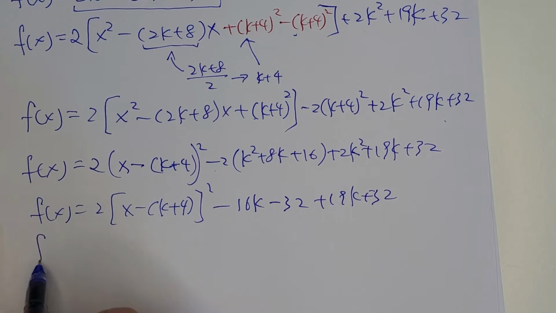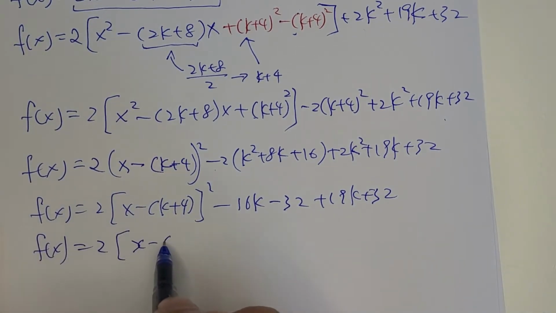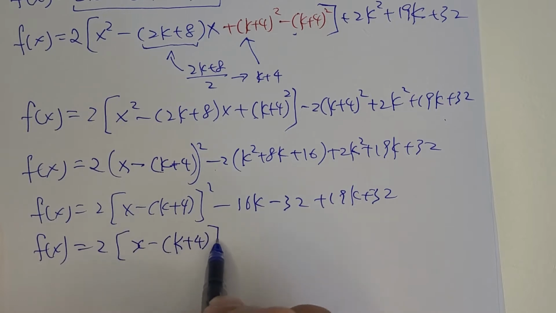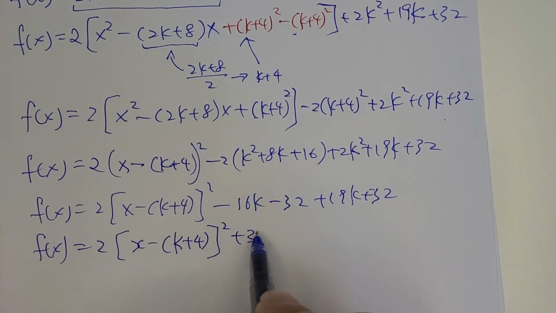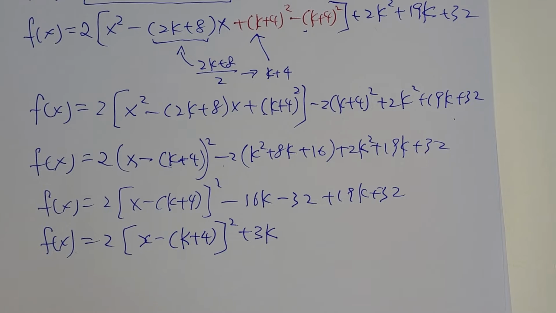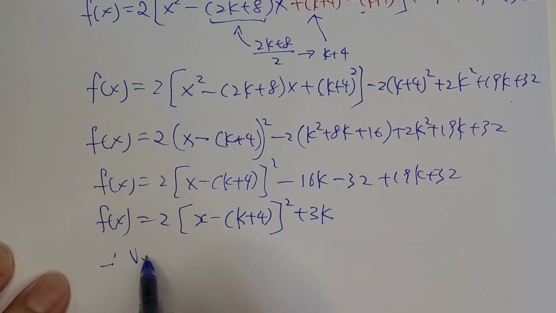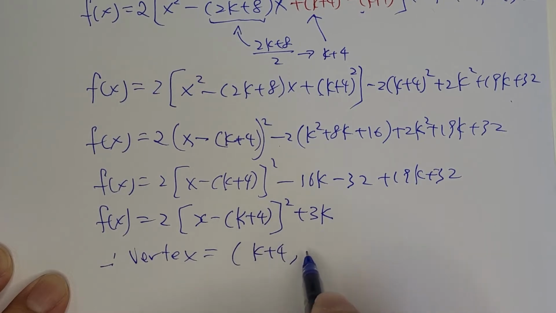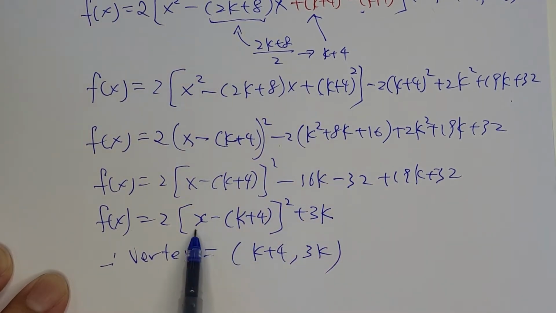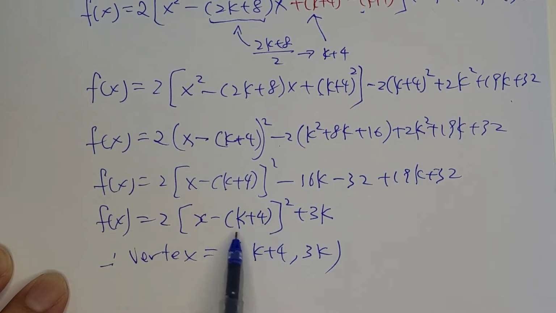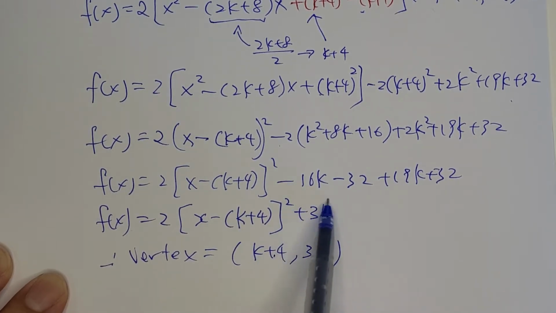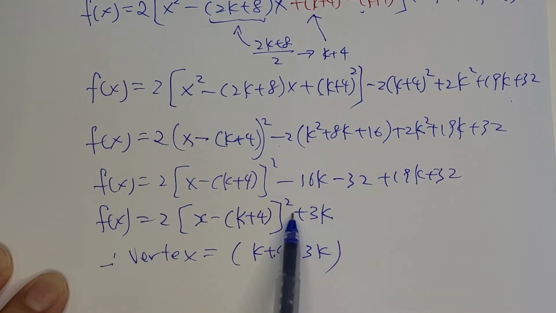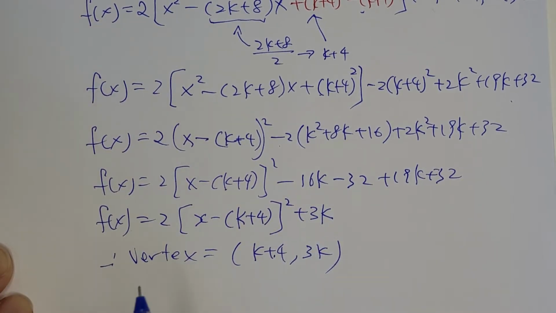So it just left 2 bracket x minus k plus 4 all square plus 3k. So you can see that the vertex is (k plus 4, 3k). Here, the x minus something, okay, the x coordinate of the vertex would be this one, whole k plus 4. And the constant at the end here, this is plus 3k.